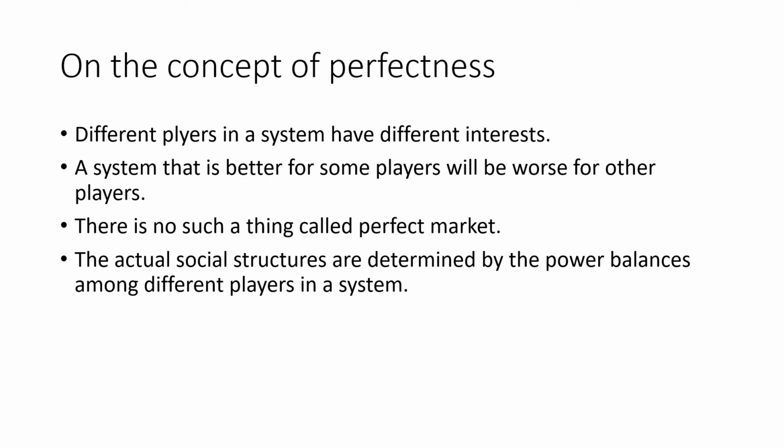On the concept of perfectness, different players in a system have different interests. A system that is better for some players will be worse for other players. There's no such thing as a perfect market. The actual social structures are determined by the power balances among different players in a system.